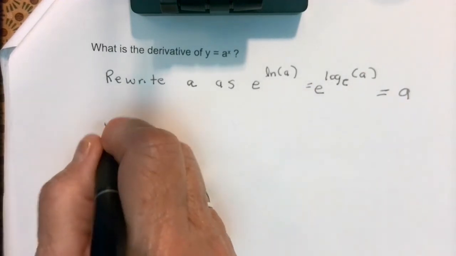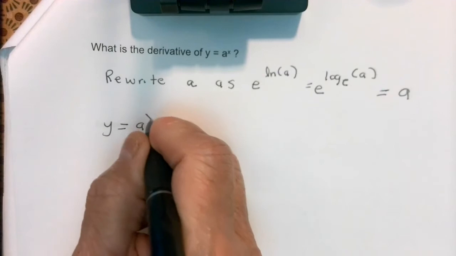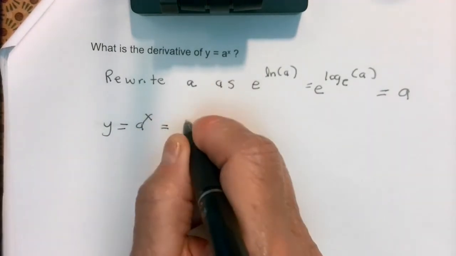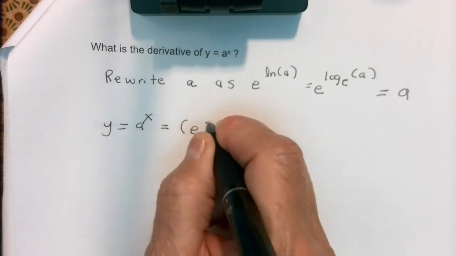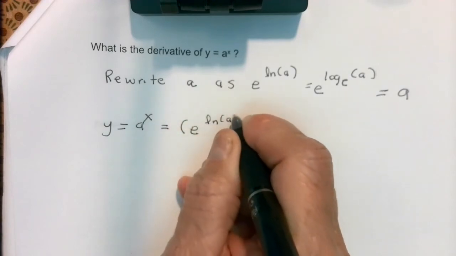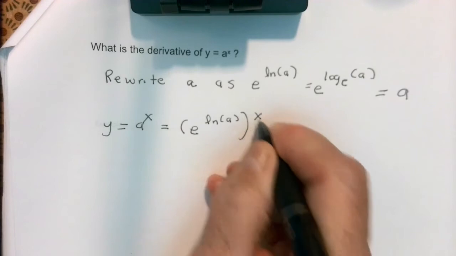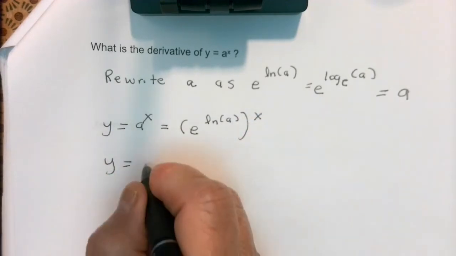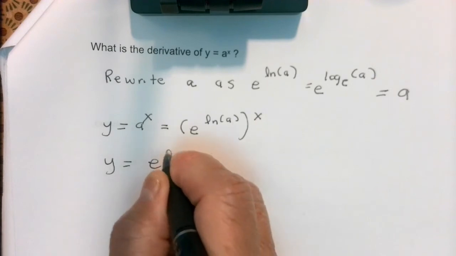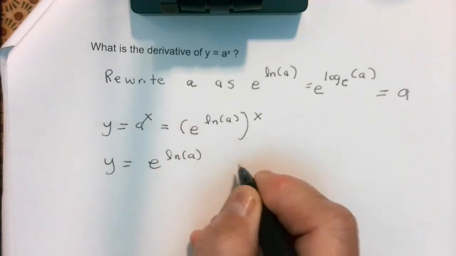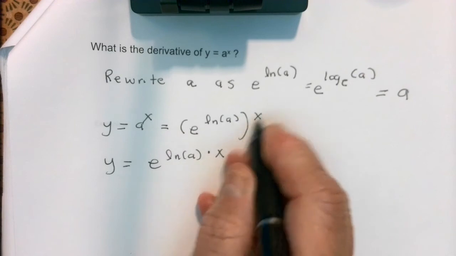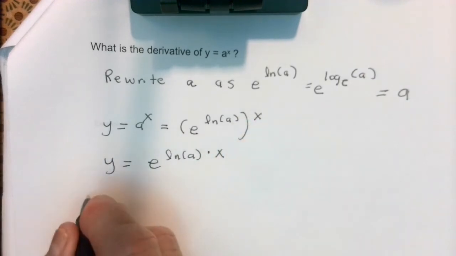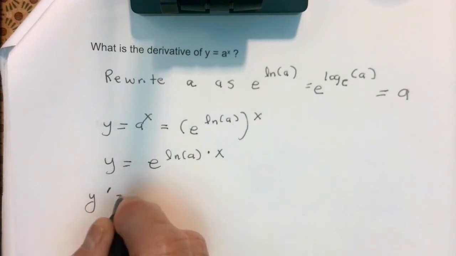So now let's start with y equals a to the x, and we're going to rewrite it. So a is e to the natural log of a, and then we're raising that to the x. So y equals e to the natural log of a times x, because remember, when we raise a power to a power, we multiply the exponents. So now we're ready to do the derivative.